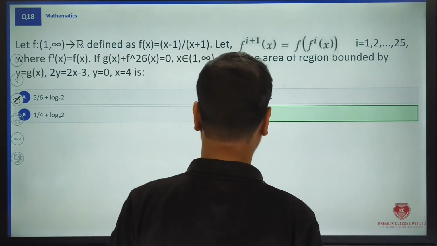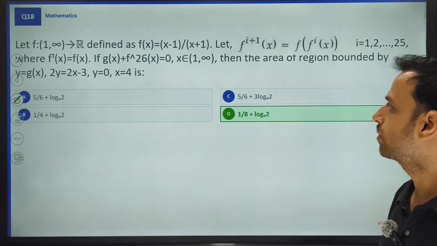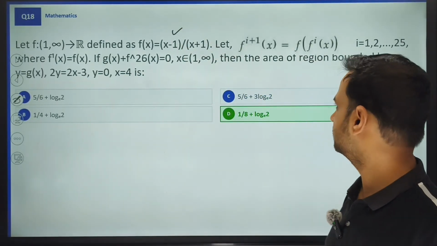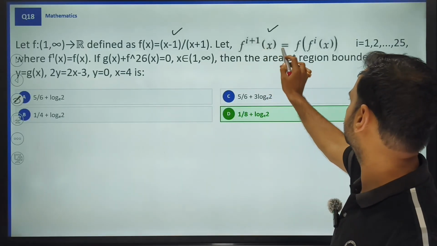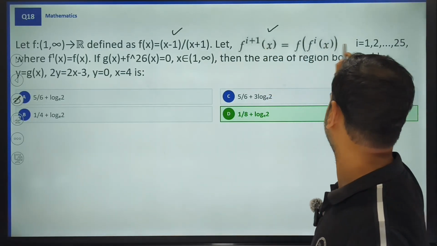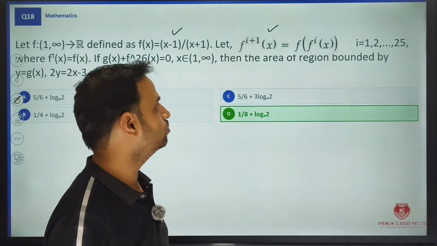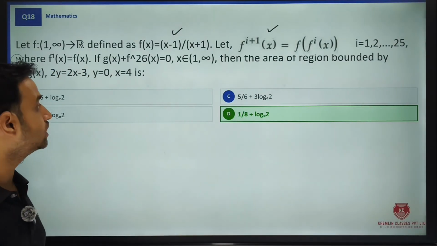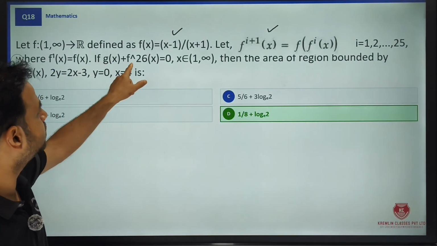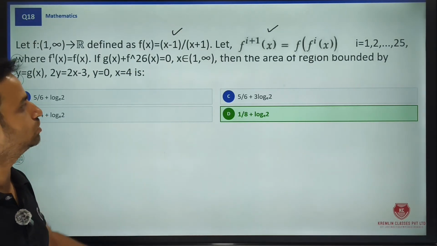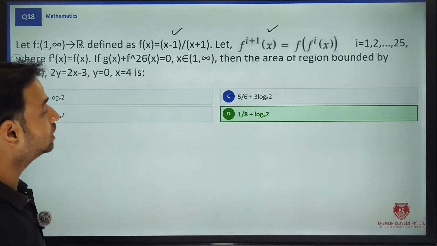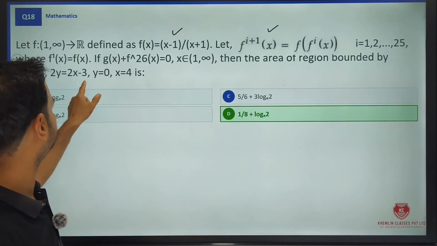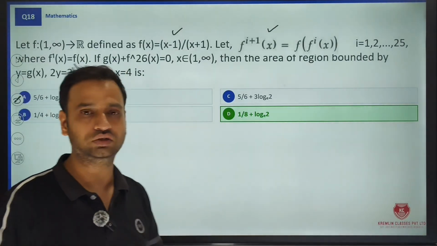Okay, now moving to the 18th question. The 18th question is given by f(x) equal to x minus 1 upon x plus 1, f^(i+1) equals f of f^i, where i is given by 1, 2, 3, up to 25, and f^1(x) equal to f(x). We are given that g(x) plus f^26(x) equal to 0, x belongs to 1 to infinity. Then find the area of the region bounded by y equal to g(x), 2y equal to 2x minus 3, y equal to 0, x equal to 4.